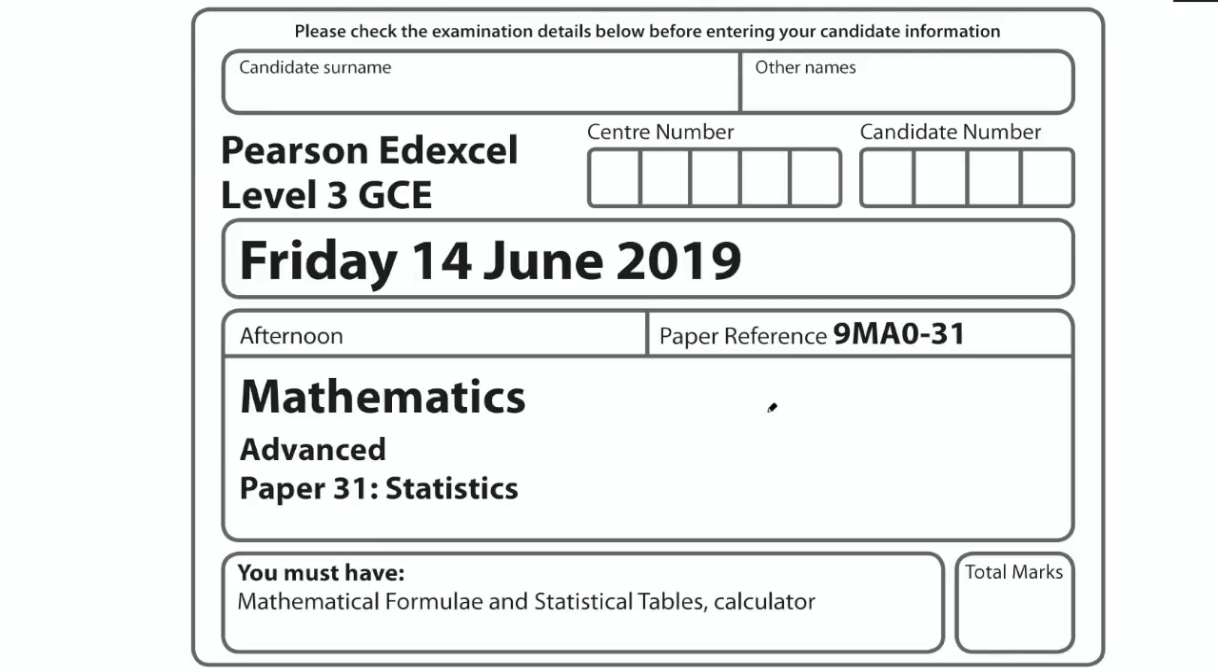This is Edexcel A-level Mathematics, paper 3. Now you notice on the front here it says paper 3-1 statistics. That's because they've split it up into a statistics and a mechanics paper, but you would be sitting all of this in the same session. So in this video I'm going through statistics and mechanics, and this is from the 2019 A-level exams.